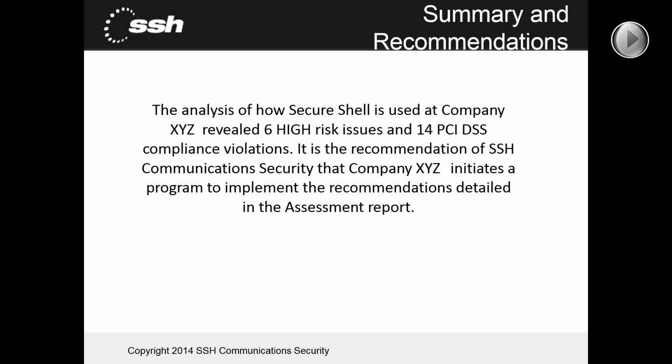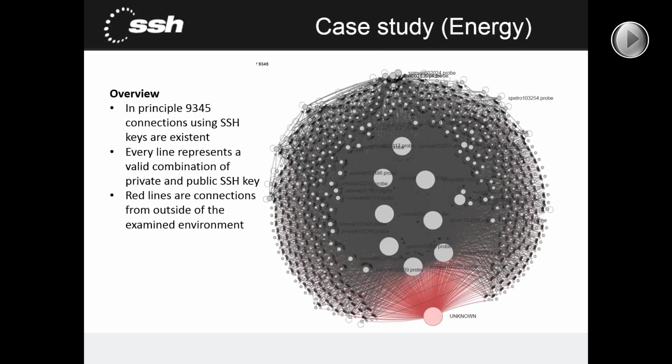So in summary, the analysis of this banking company, we call it XYZ, revealed 6 high-risk issues and 14 PCI DSS compliance violations. We don't have it in a slide. If you ask us, we probably can provide you a scrubbed version of those PCI violations that were found. And certainly if you have questions, we can follow up later on what your specific concerns might be as well. But that concludes our assessment report for this particular banking case study.